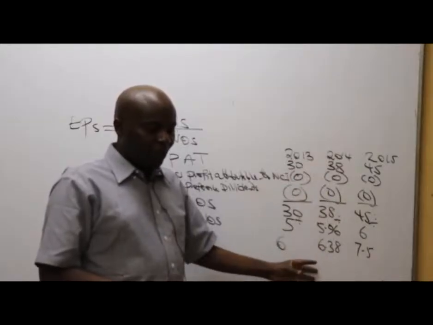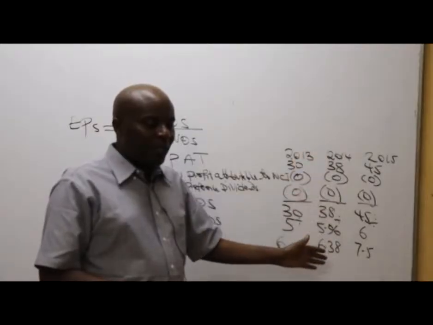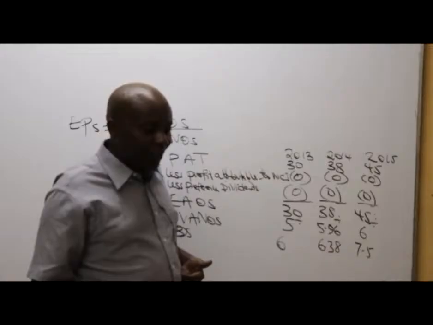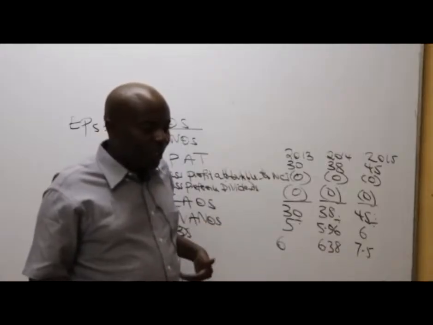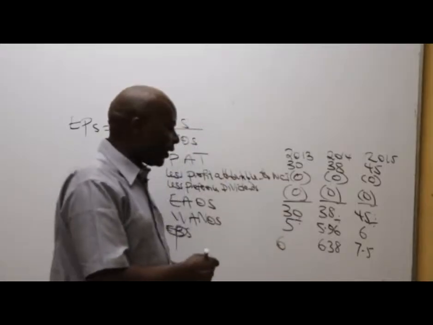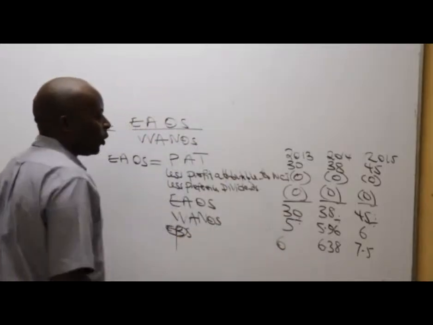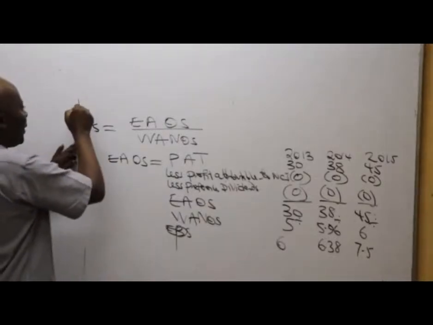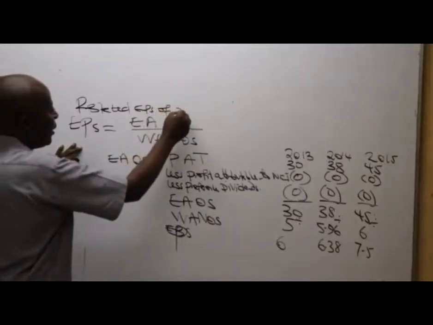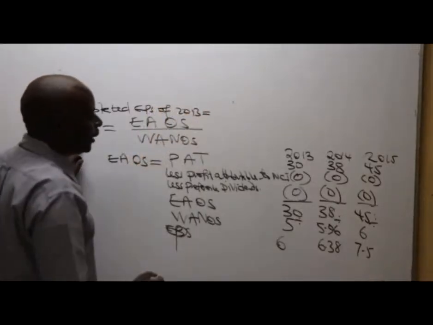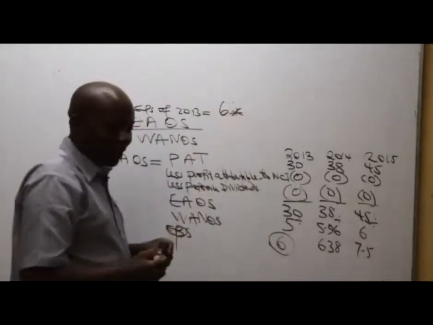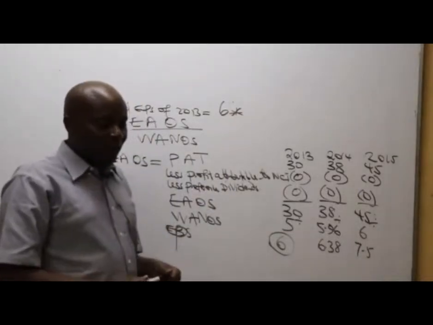When you have a bonus element in any year, remember the previous years must be restated. Do you remember that concept of restating the comparative? Don't make comparisons directly. So I would want us to restate the one of 2013. Give us the restated EPS of the year 2013. So I'll take the old EPS 6 times what? Somebody who knows this.